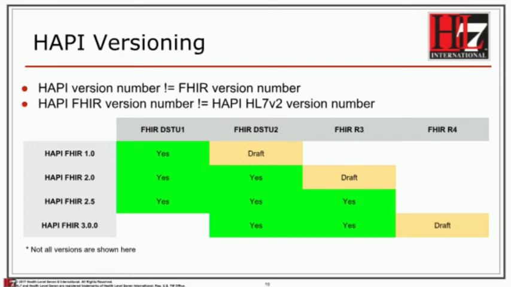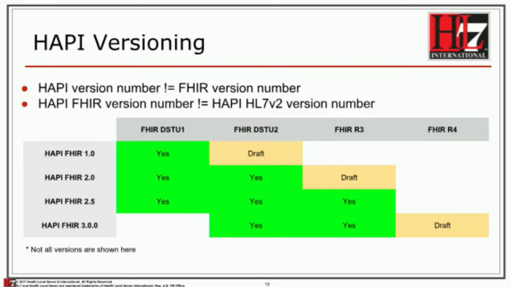The 1.0 version of HAPI supported DSTU1 and had some early drafts of DSTU2, because at the time DSTU2 had not been finalized, it hadn't finished the ballot process. By the time HAPI FHIR 2 came around, we supported 1 and 2, and we supported some early drafts of 3. HAPI FHIR 3 was released at the same time as the R3 version of FHIR came around. So at that point, we dropped support for DSTU1 because it seemed like no one was using it anymore, and nobody really complained, so that seemed like it went okay.